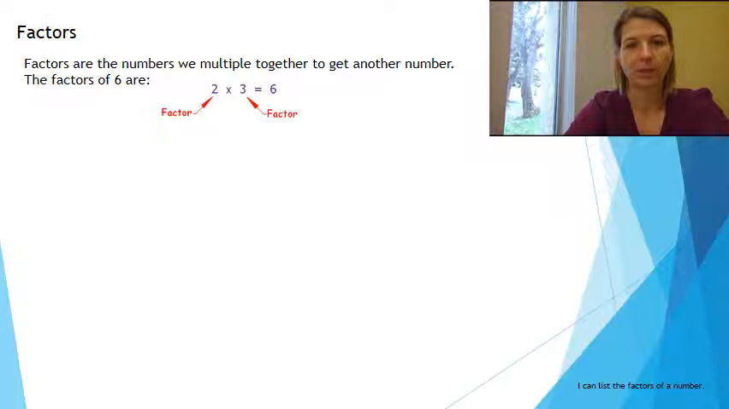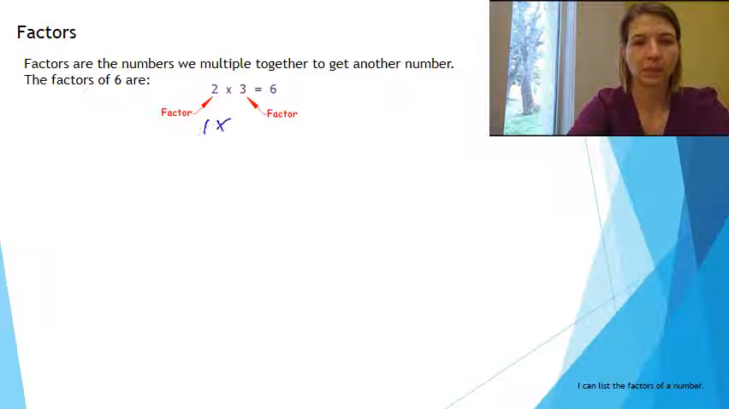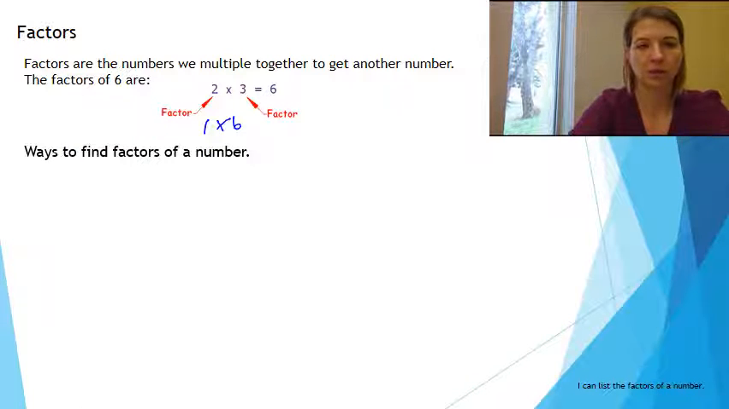Factors are the numbers we multiply together to get another number. Two of the factors of 6 are 2 and 3. Those aren't the only factors of 6 because 1 times 6 also equals 6. When you're listing the factors of a number, you want to list all of the factors. So let's try to see if we can find the factors of 12. One way is to make a list. Think of all the things that multiply together to give us 12.